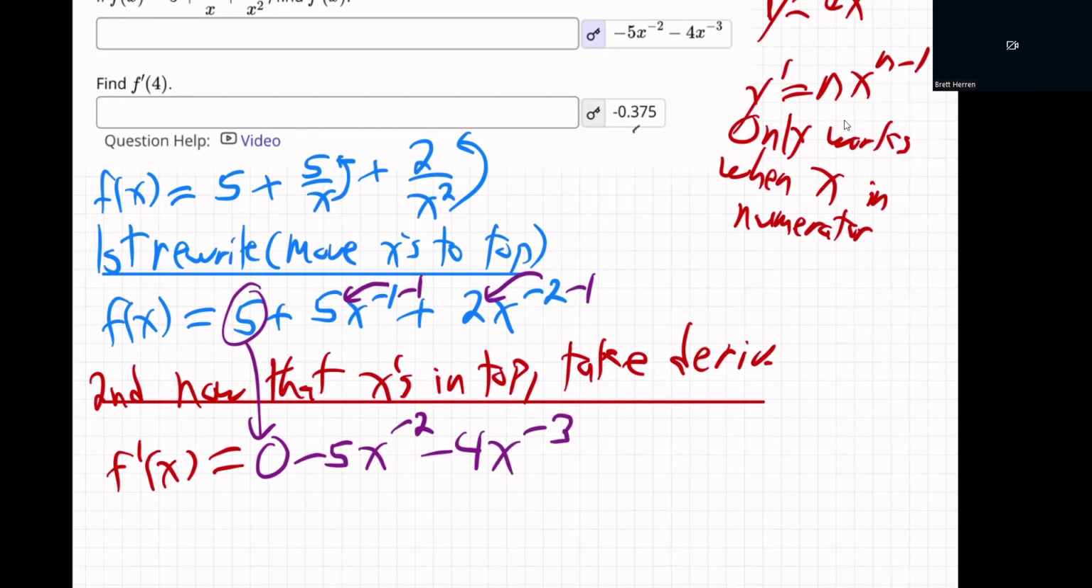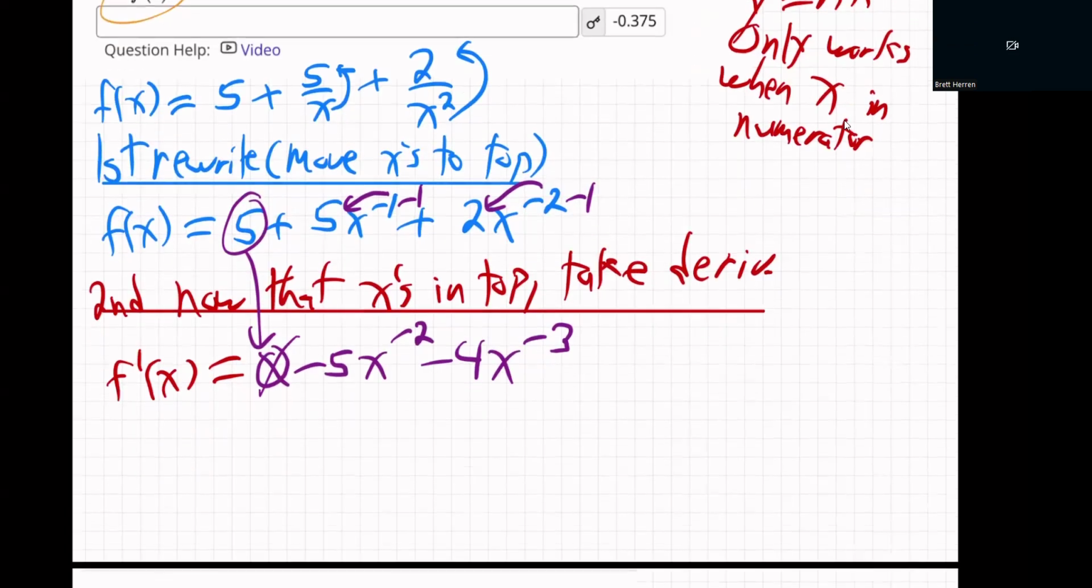You see they have it right here. They just got rid of that 0 in the front. It's not doing anything. So you see it right here: minus 5x to the minus 2, minus 4x to the minus 3. Beautiful. And then the last thing they want us to do is find f prime of 4. So now that we have the derivative, plug in a 4. So what are we going to get? Minus 5 times 4 to the minus 2 minus 4 times 4 to the minus 3.